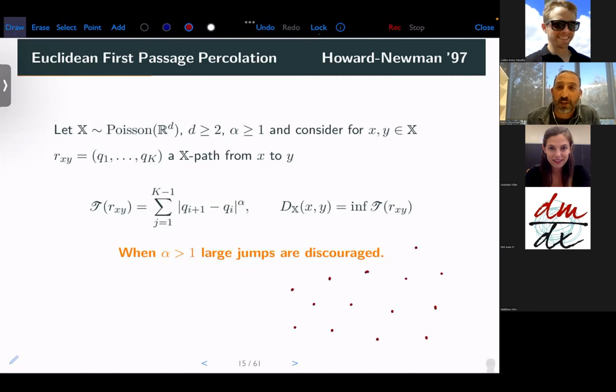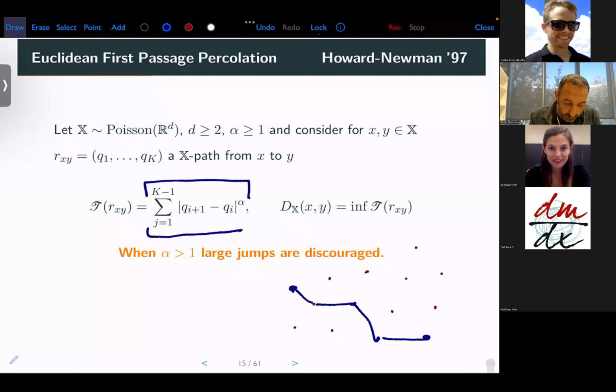So this is the distance that Howard and Newman introduced. You fix 2 points. Suppose that you consider this point and this point, and we are going to consider the following distance. We consider all possible paths. You can think of the complete graph of these points, and you consider all possible paths from here to here. All possible paths means that you go from this point to some other point, and then to some other point, and some other point. The cost of each path is going to be the sum of their lengths. This is the path, and you consider the sum of the lengths, using the Euclidean distance.